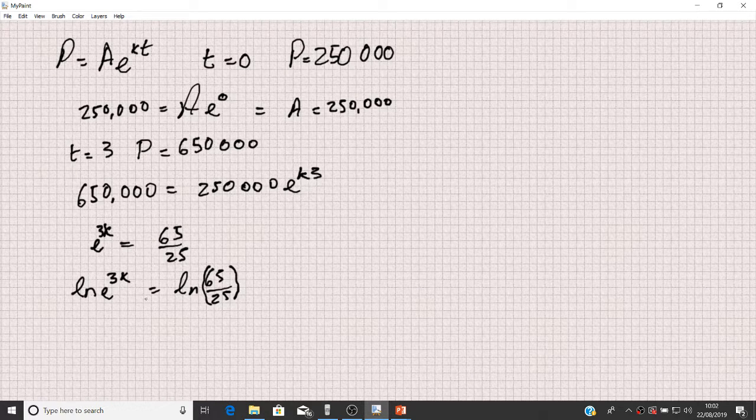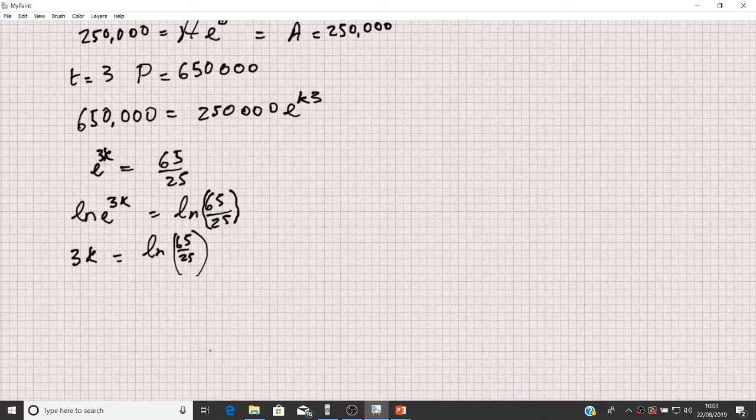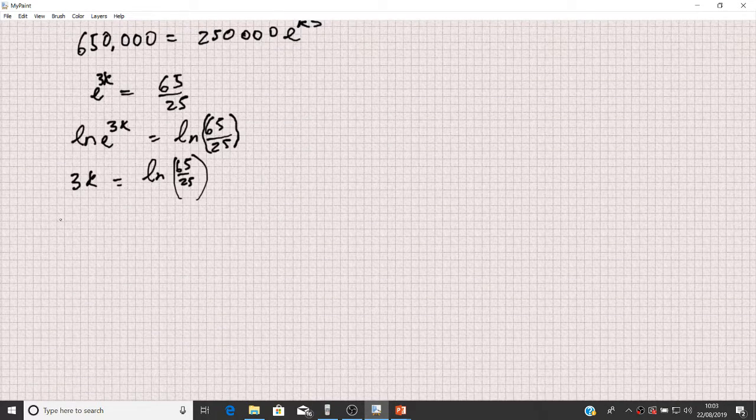And I'll use my rules of powers, bringing the 3K down. Now I know ln of e is in fact 1, so it leaves me with 3K equals ln 65 over 25. And finally, to solve for K, I'll just divide out by 3. So that gives me K equals ln 65 over 25, all divided by 3.